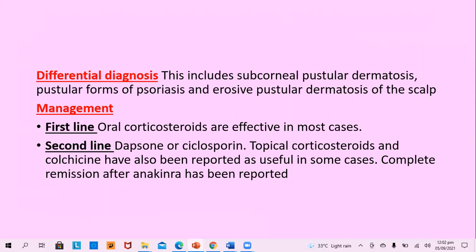Management is with oral corticosteroids. Second line, dapsone or cyclosporin. Topical corticosteroids and colchicine have been reported as useful in some cases. Complete remission after anakinra has been reported.